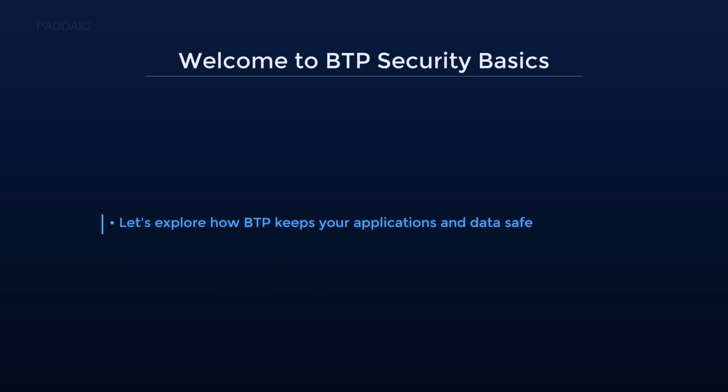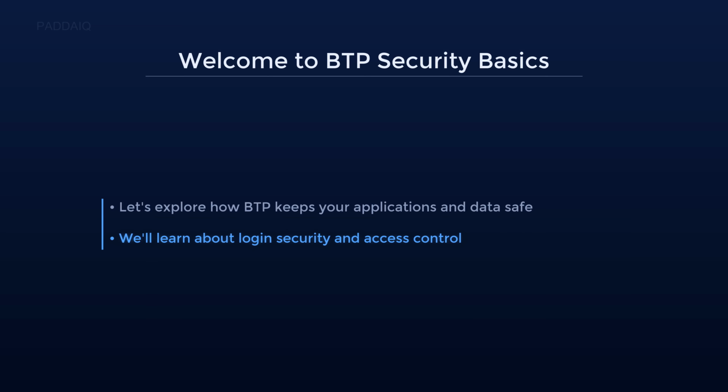Let's explore how BTP keeps your applications and data safe. BTP uses built-in security features like identity authentication and data encryption to protect your digital assets. For example, when users log into your app, BTP verifies their identity before granting access. This ensures your solutions remain secure from unauthorized access throughout their lifecycle.